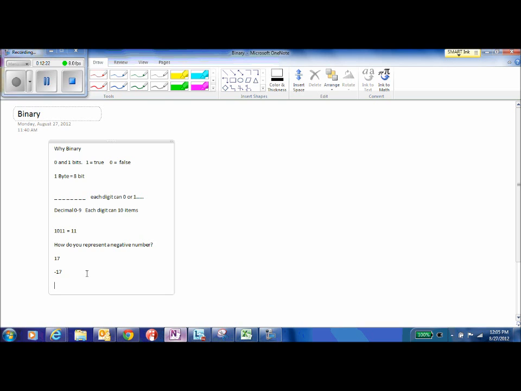Now, other types of numbers have to be stored in different ways. There are lots of ways that they're encoded, and we'll cover those in more detail later.